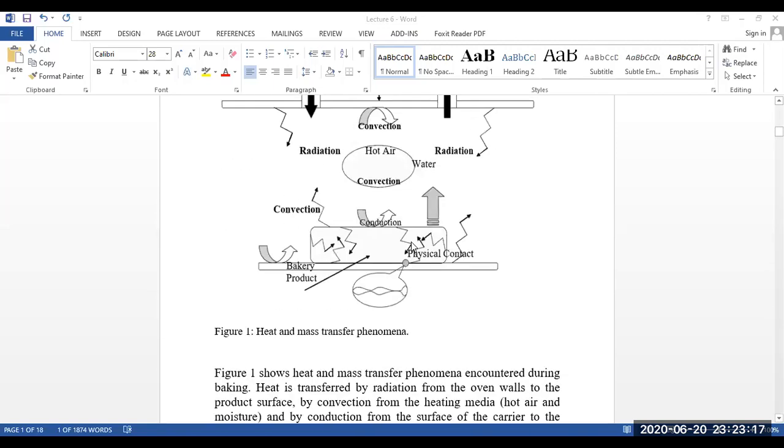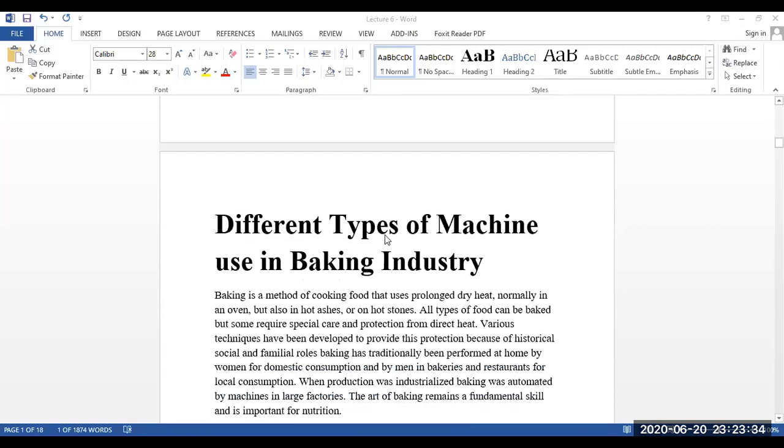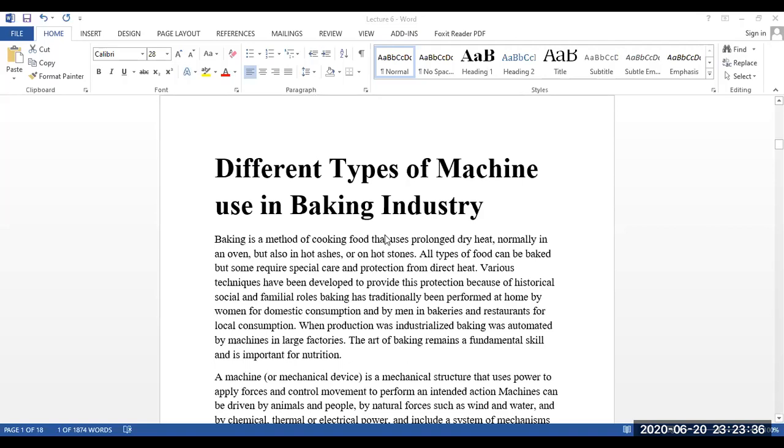And that was our class on radiation, convection, and conduction, and how they happen there. Now we will learn about some machines that are very important for you to set up a bakery. From our next class, we will start our products, that is cake, bread, and biscuit or chocolates.